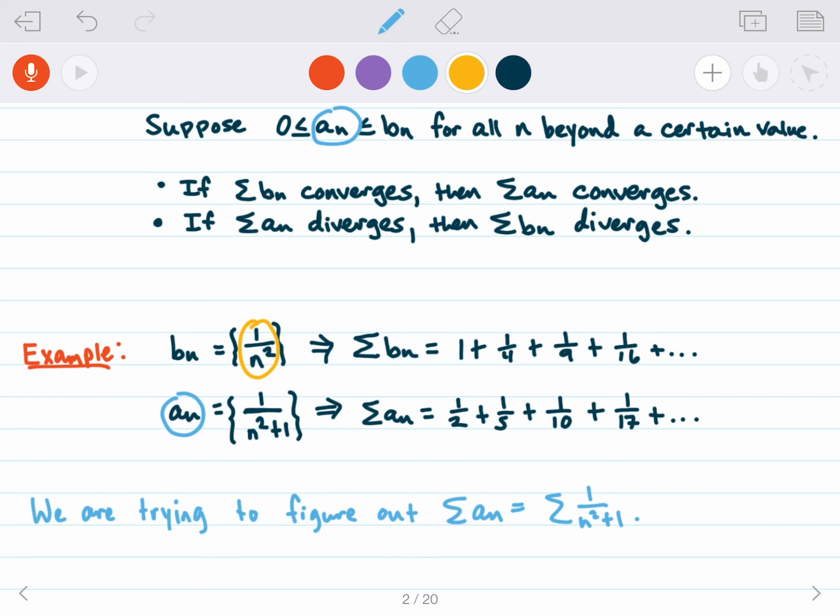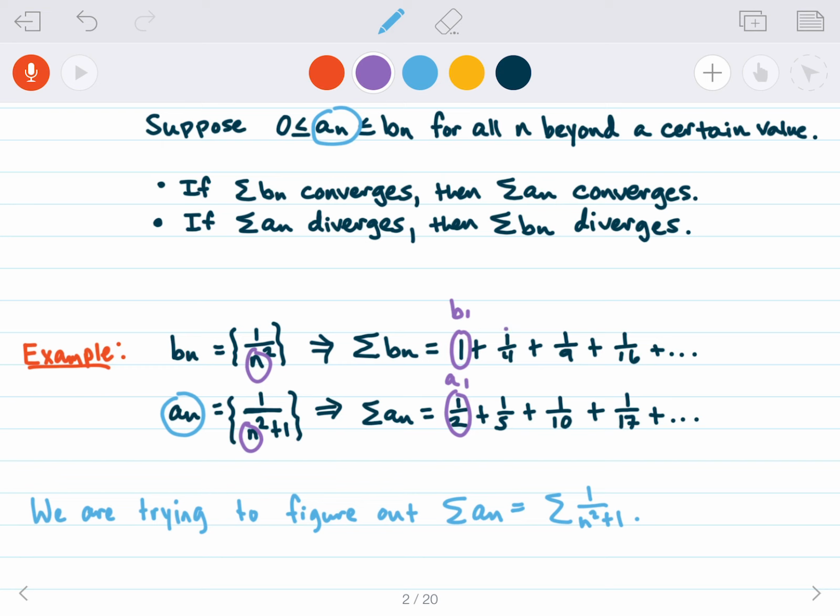And 1 over n squared is a larger number than 1 over n squared plus 1. Because remember, if we have the same number in the numerator, the larger our denominator, the smaller the actual value is going to be. And we can see this with the values of each a sub n and each b sub n. So if we plug 1 in for n, we get 1 over 1 squared, which is 1. If we plug 1 in for n right here, we get 1 over 1 plus 1, which is 1 over 2. Actually, I should have called this b sub 1.